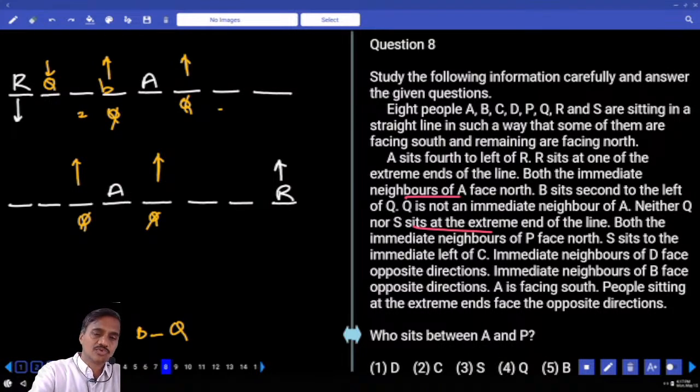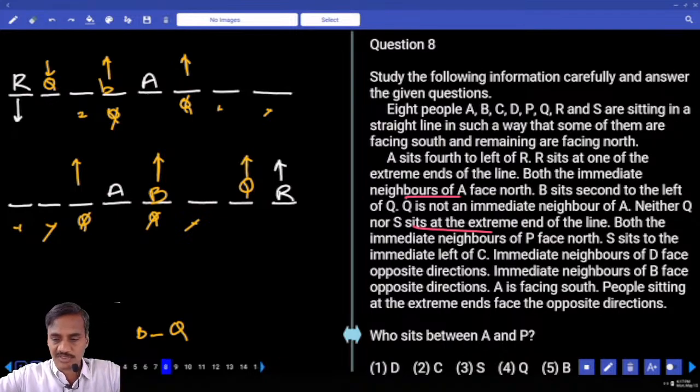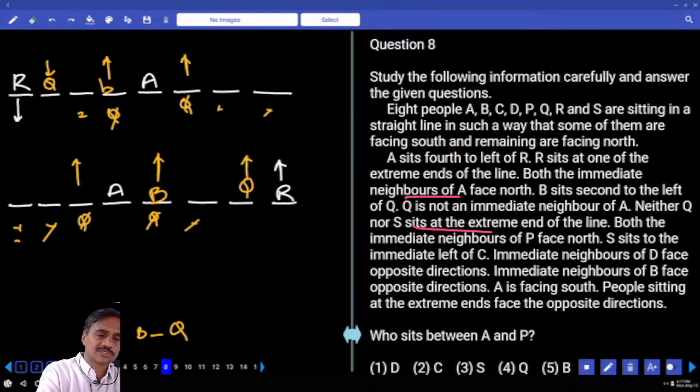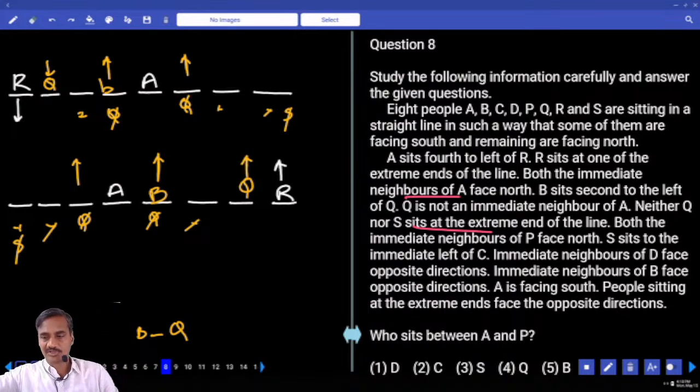And now Q cannot be here. Coming back to the next one, Q cannot be in these two places. So Q must be here. If Q is here facing towards north, then B will be here, and B is also facing towards north. Next, neither Q nor S sits at the extreme end of the line, so S cannot be here.